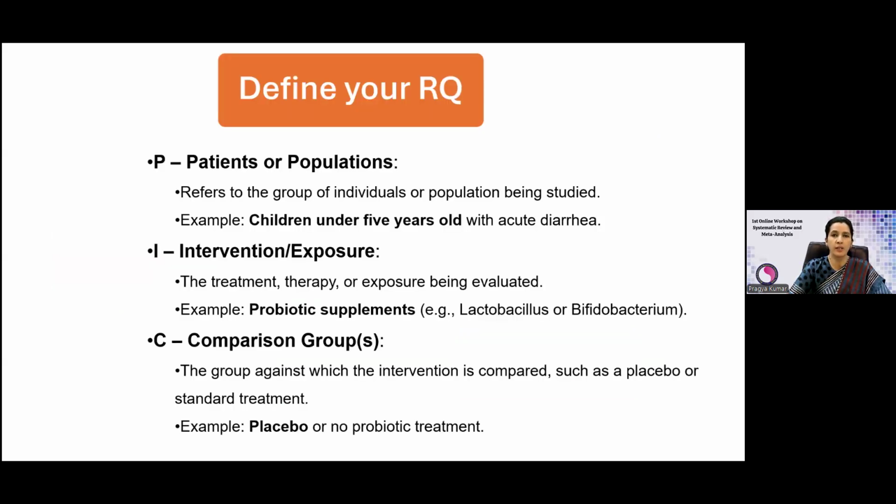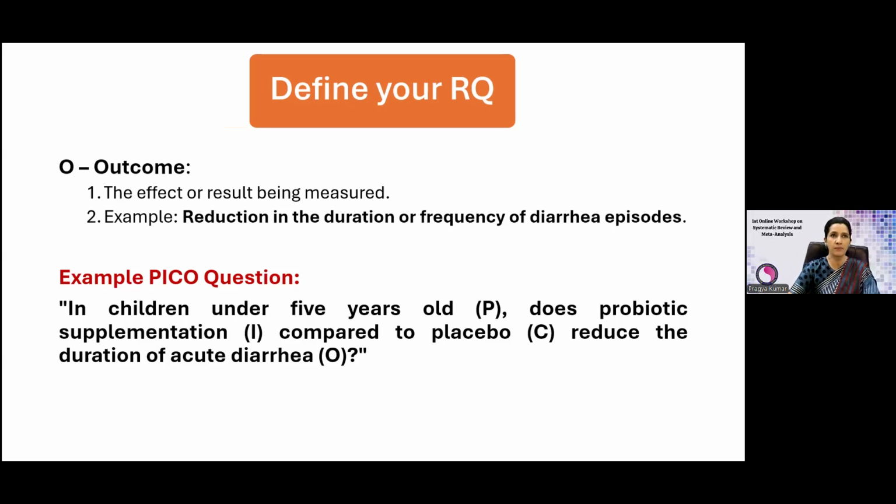So, as we know, there is PICOT. P is for the population, I is for the intervention or exposure, C is for the comparison. I am taking the population as children under 5 years with acute diarrhea. Intervention: I am taking probiotic supplements. I am not specifically saying that it is only lactobacillus. Whatever probiotic supplement is there, I'll take. The comparison group, I will take placebo or no probiotic, and for outcome, I can see the effect on the duration or frequency of the diarrhea episode.